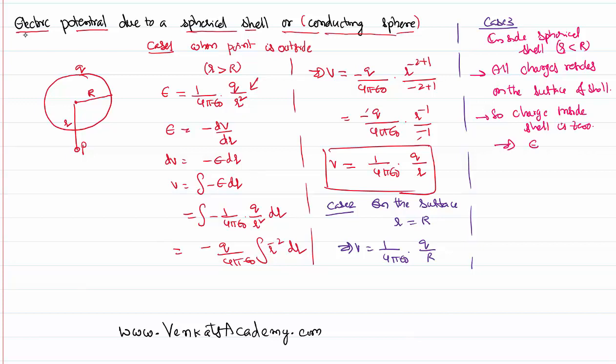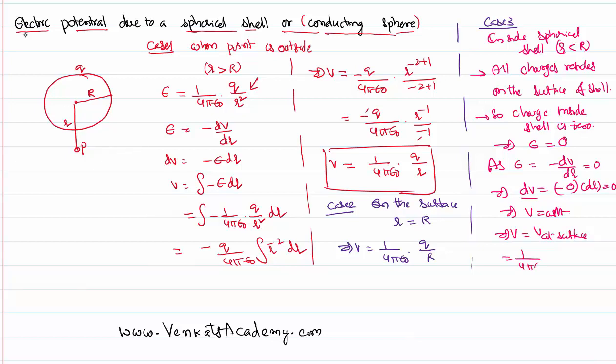As charge is 0, automatically electric intensity inside the spherical shell is also equal to 0. We know the formula, E equal to minus dV by dr, but that is 0 inside a shell. So dV is also equal to minus 0 into dr, that is equal to 0. So there is no change in voltage. That means voltage is constant, and that is equal to voltage at the surface. That is the same value that we have derived on the surface, 1 by 4 pi epsilon naught q by R. That's how electric potential varies in a spherical shell.